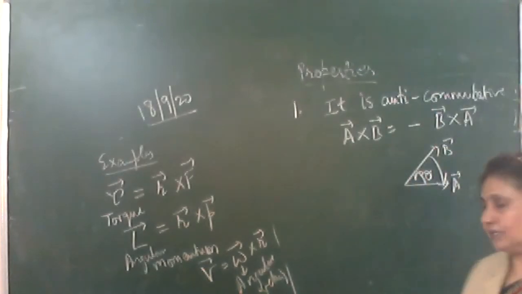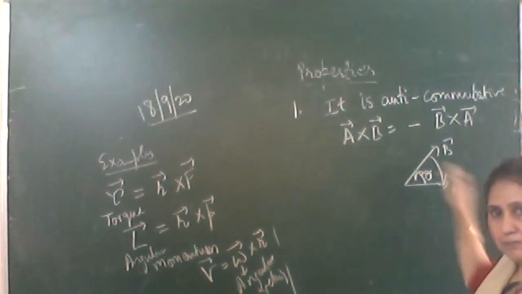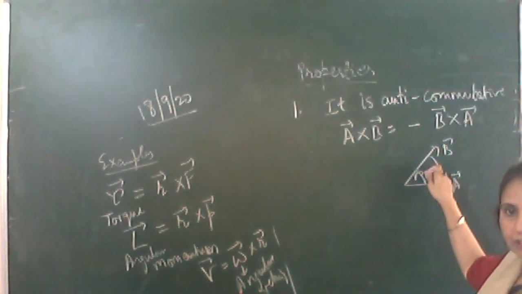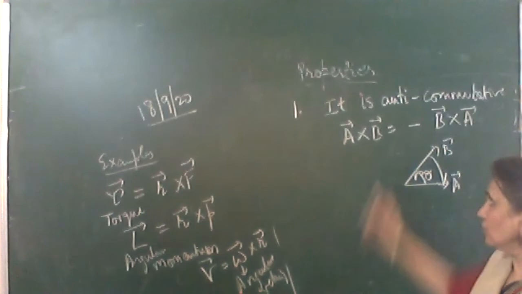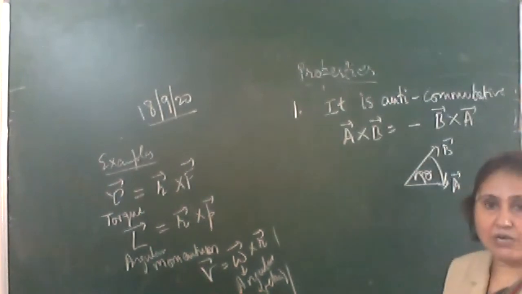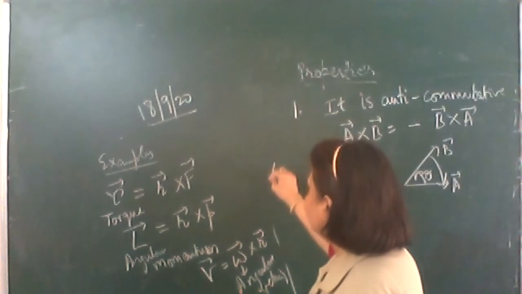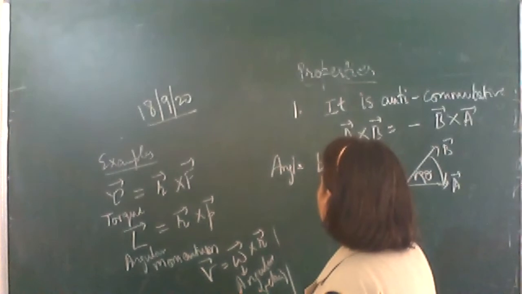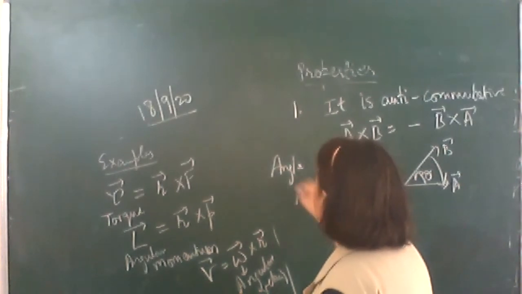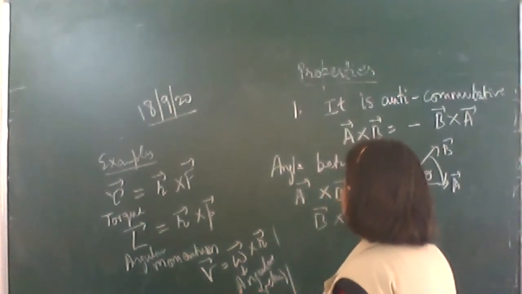A cross B vector is outwards, perpendicular to the plane of the board. B cross A vector, if you are drawing on the paper, is perpendicular to the plane of the paper, inwards. So A cross B is equal to minus of B cross A. Okay, tell me what is the angle between A cross B vector and B cross A vector? Yes, anyone?